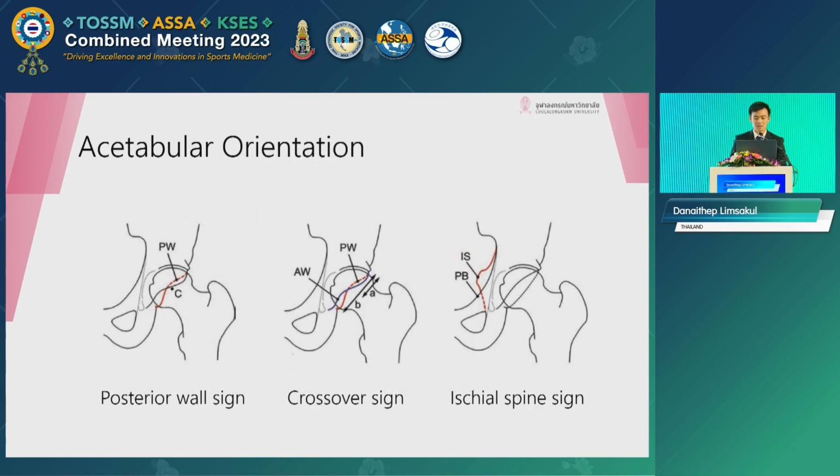Next is the acetabular orientation. First is the posterior wall sign, which is positive if the posterior wall runs medially to the center of the femoral head. Next is the crossover sign. The crossover sign is positive when the anterior wall crosses the posterior wall. And the other is the ischial spine sign, which is positive if the ischial spine is projected medially to the pelvic rim.